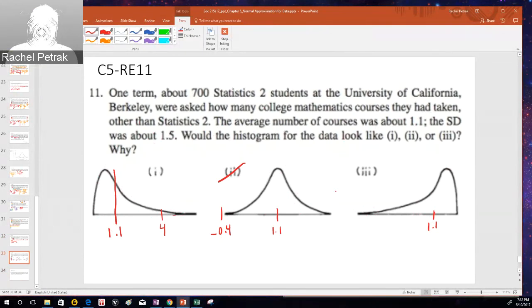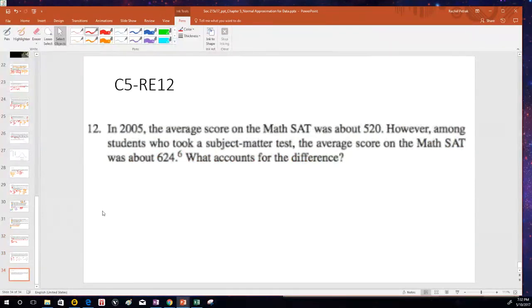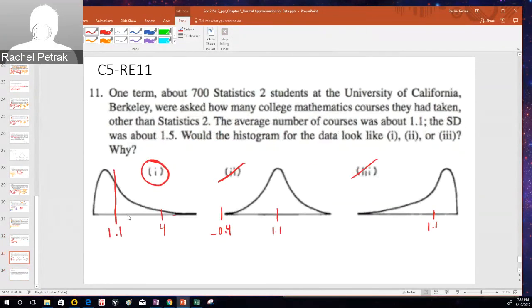You can only have a large standard deviation like that if you've got a big spread in the data. A normally distributed distribution doesn't have enough room for that spread. This one doesn't have the spread going in the right direction. Only number 1 can be correct. Does that make sense before we move on? More or less.